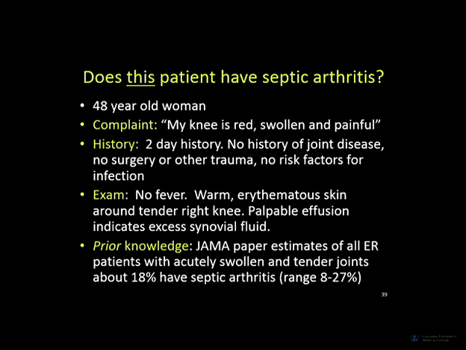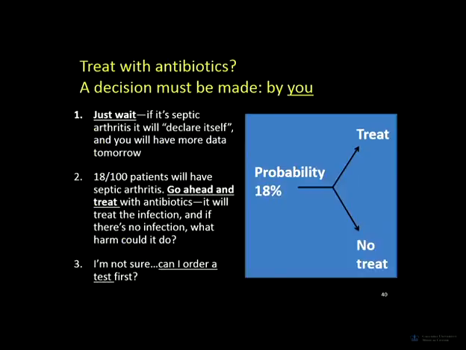So you want to know, for all patients who come to the emergency department with a red, swollen knee, how many of them have septic arthritis? On average, the answer is about 18%, based on this prior JAMA paper that you found. Okay, so are you going to treat your patient with antibiotics? That's the clinical question here. You can see there's a simple treat, no treat decision here. Here are 3 options I'm going to give to you, and I'll let you tell me what you think of the 3 options. The first option is, well, we'll just wait and see, because if this is a septic arthritis, if this is an infected joint, eventually it's going to declare itself.